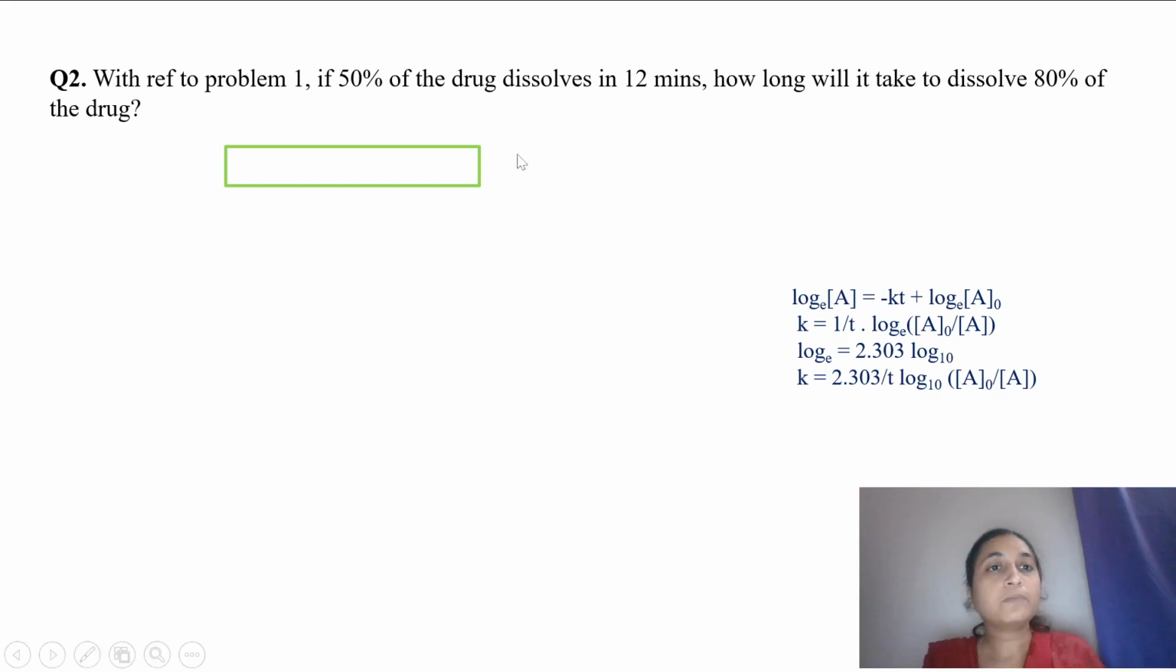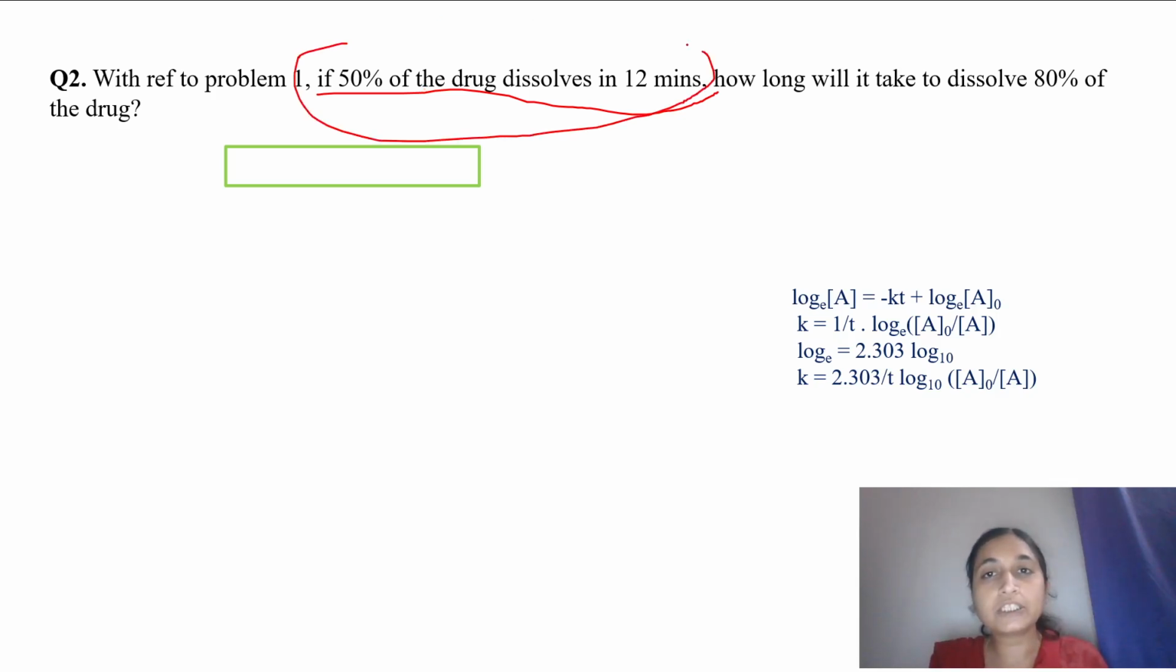Let's come to question number 2. With reference to problem 1, if 50% of the drug dissolves in 12 minutes, then how long will it take to dissolve 80% of the drug? So first we will see the first part of the question, that 50% of the drug dissolves in 12 minutes, and the second part is how long it will take to dissolve 80% of the drug.